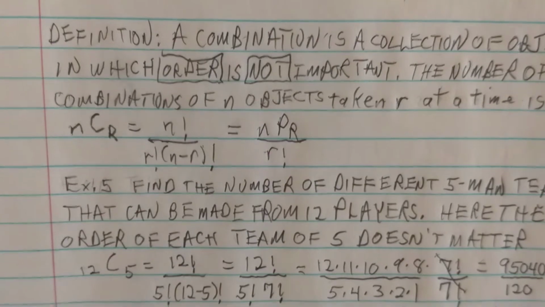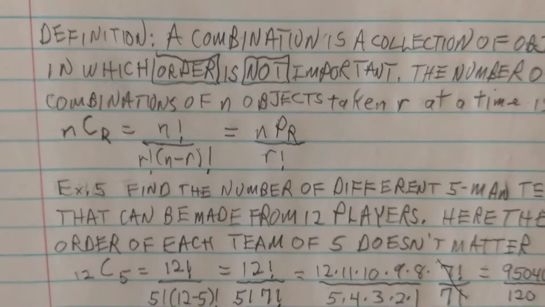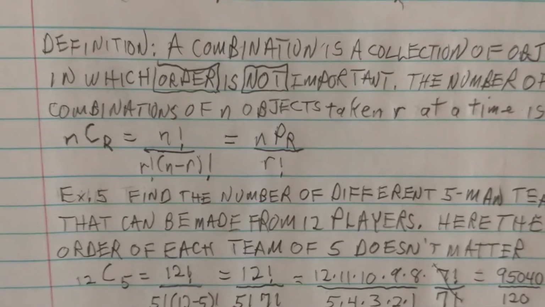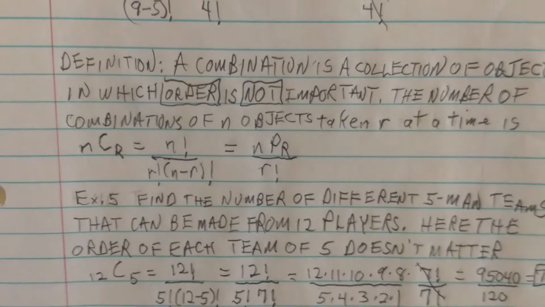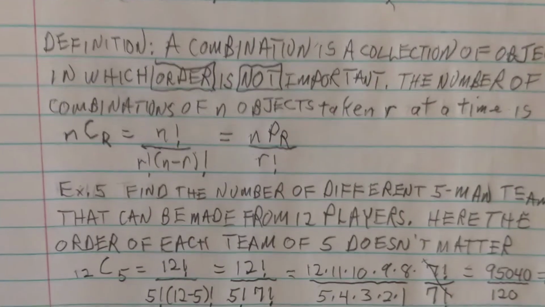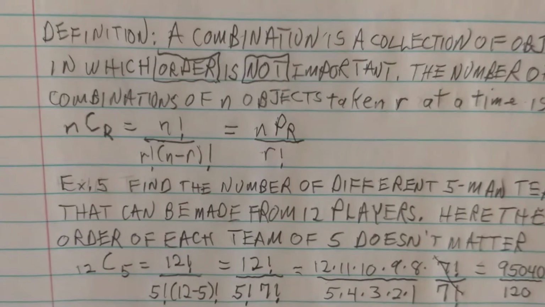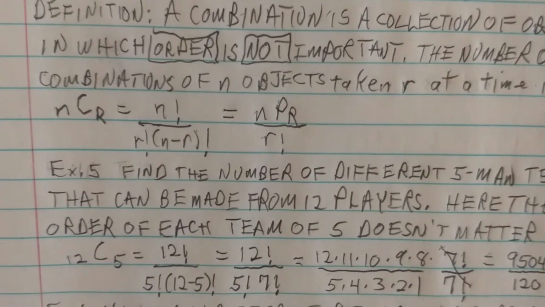That's to say the r objects at a time don't matter, like just being in a group, who cares what order you selected them in. But this is equal to nPr, what we looked at before, divided by r factorial to make the order of the r objects not matter.